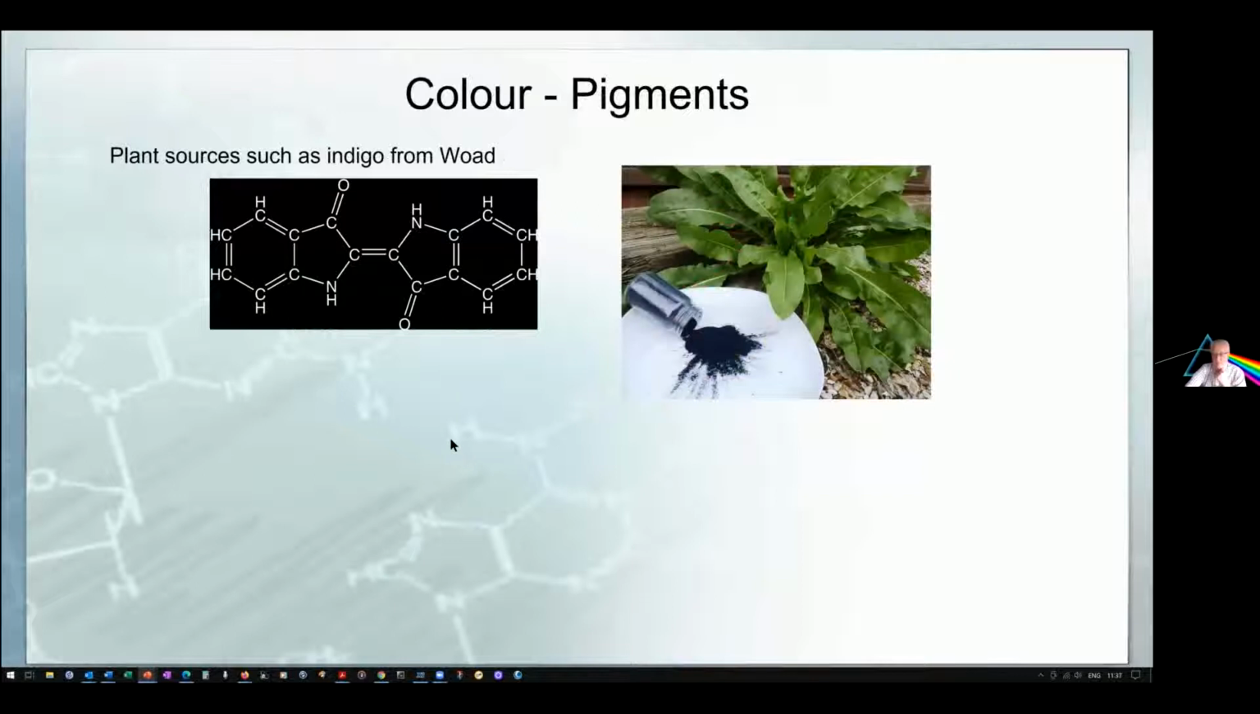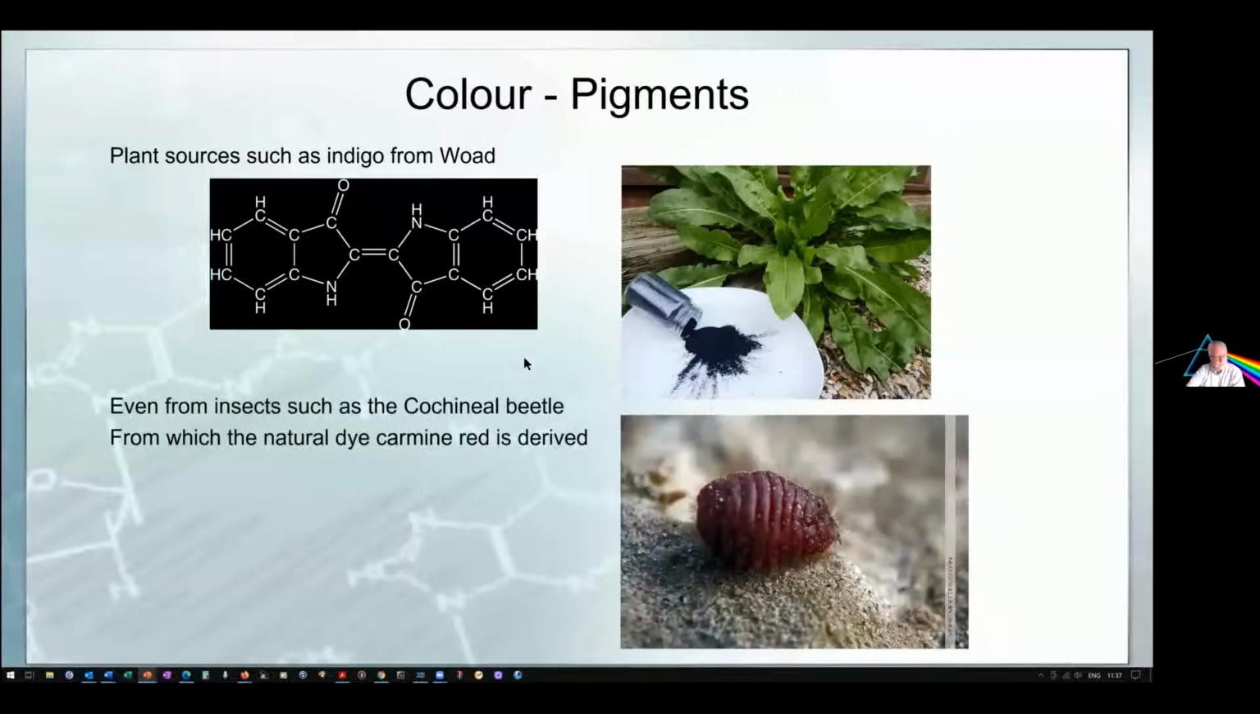And then traditionally we got a lot of pigments in the past from natural sources. So we get indigo from woad, and even from insects. From the cochineal beetle, we get carmine red. So you put your red food dye in when you're making your cake, and you put in squeezed, crushed up beetles. But it's an unusual pigment because it's actually transparent.